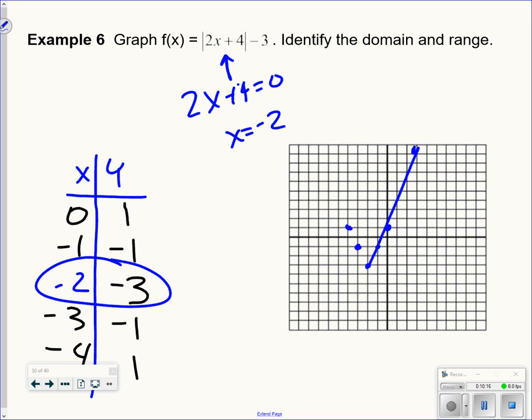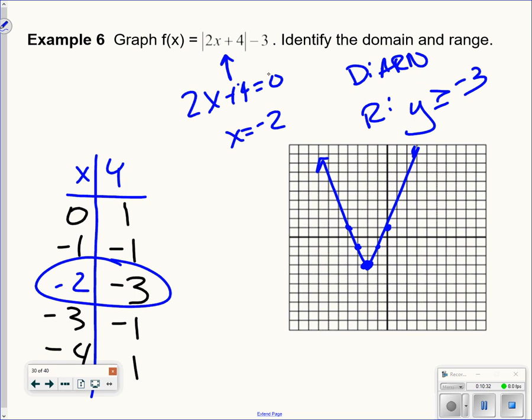It makes a V shape. The domain, the x values you're allowed in this question, would be all real numbers. The range: notice this goes upward, and the lowest number is negative 3 for y. So all the y values must be greater than or equal to negative 3.